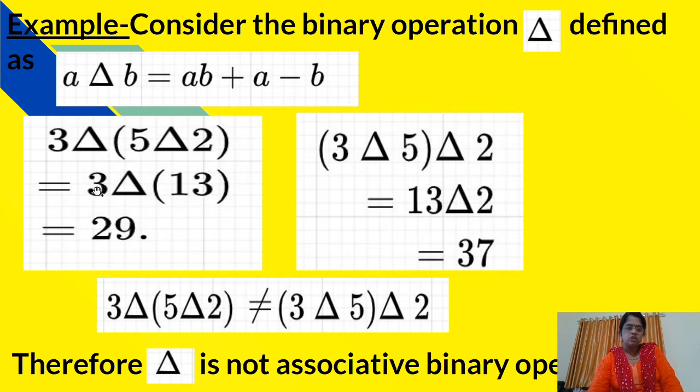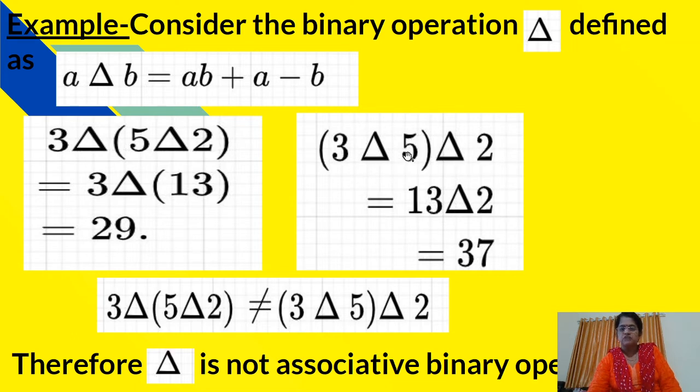Now see the value of 3 triangle 13. Now here A is 3 and B is 13, and therefore using this formula AB plus A minus B, we will get 3 triangle 13 is 29. Now we will find the value of (3 triangle 5) triangle 2.